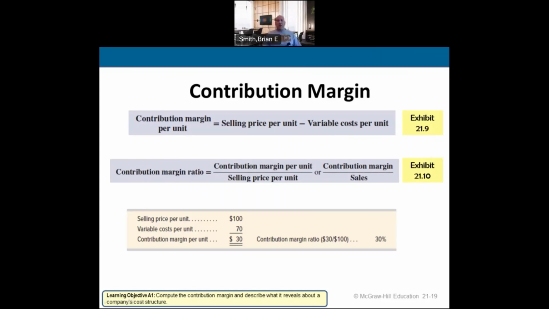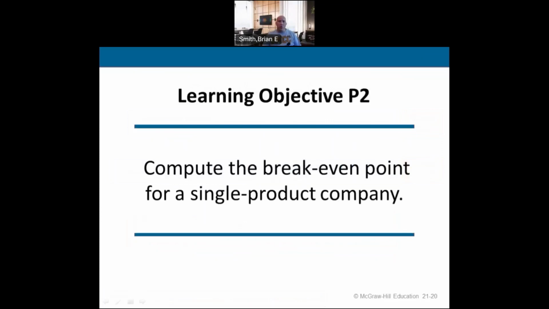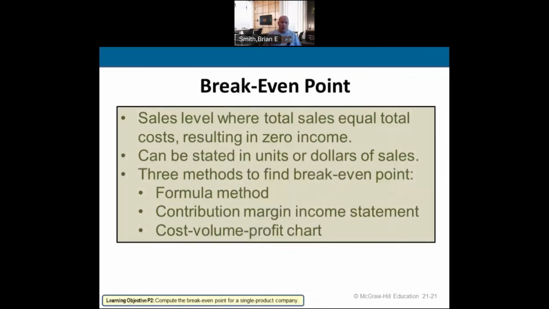Now, how do we calculate the contribution margin ratio? We simply calculate the contribution margin per unit, and then divide it by our selling price. And that is our contribution margin ratio. You're going to need both of these to help us calculate the break-even point of a company in their sales. And without further ado, we're going to do that right now in a single product company.